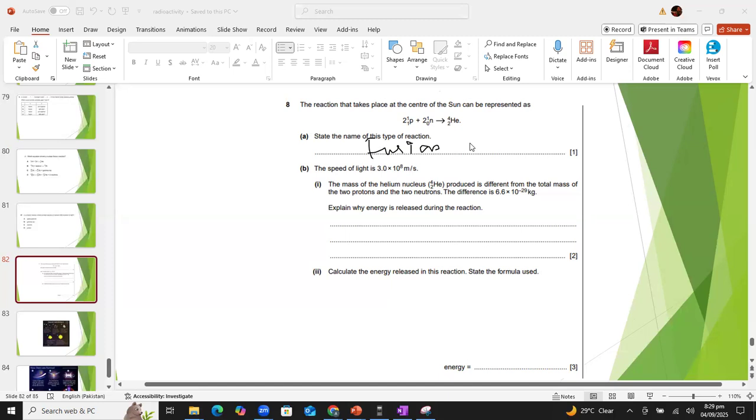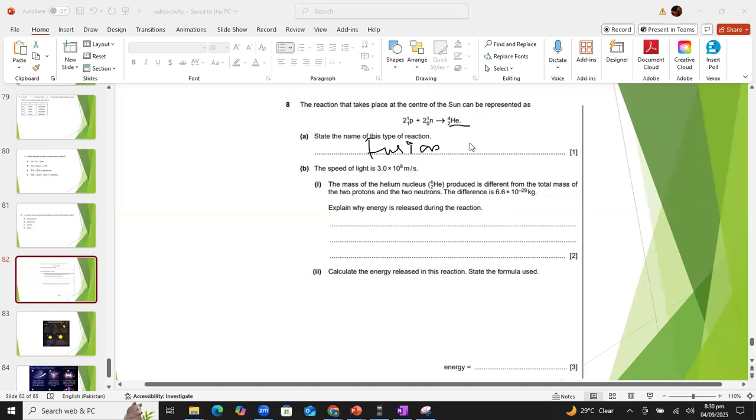Now in part B, they are saying the speed of light is 3 into 10 raised to power 8 meter per second. The mass of the helium nuclei produced is different from the total mass of 2 protons and 2 neutrons. Obviously, the output product mass will be different than the reactant masses because there is a mass defect. Some mass will be converted into the energy. All right, they are saying explain why energy is released during this reaction.